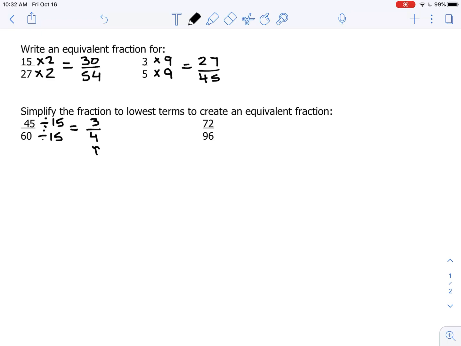Let's go over to 72/96. I notice that 8 goes into both of those numbers, so I'm going to divide both by 8. 72 divided by 8 is 9, and 96 divided by 8 is 12. I also noticed 9/12 can be reduced again. We want to keep going until we can't divide or reduce any further. Both numbers are divisible by 3. So 9 divided by 3 is 3. 12 divided by 3 is 4. So 3/4 and 9/12 are both equivalent fractions to 72/96, but 3/4 is our lowest term. We can't reduce that further.